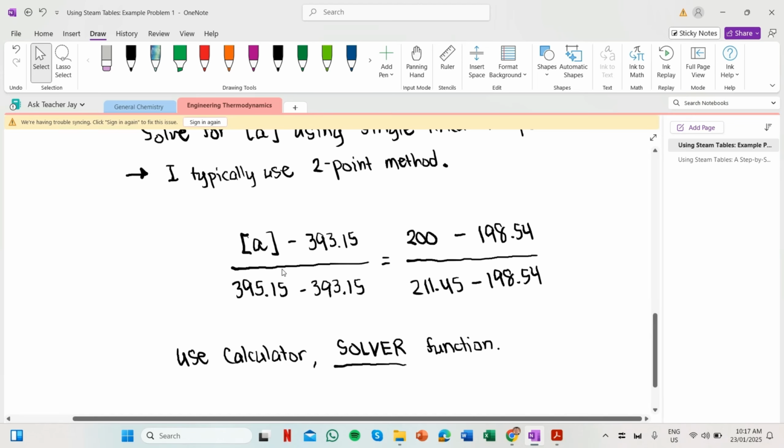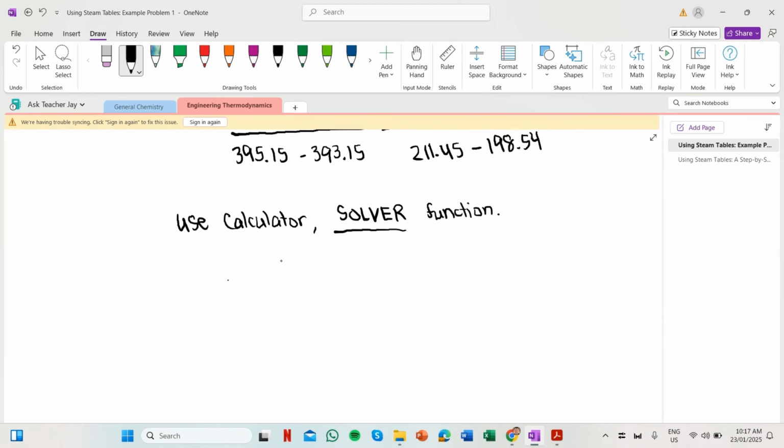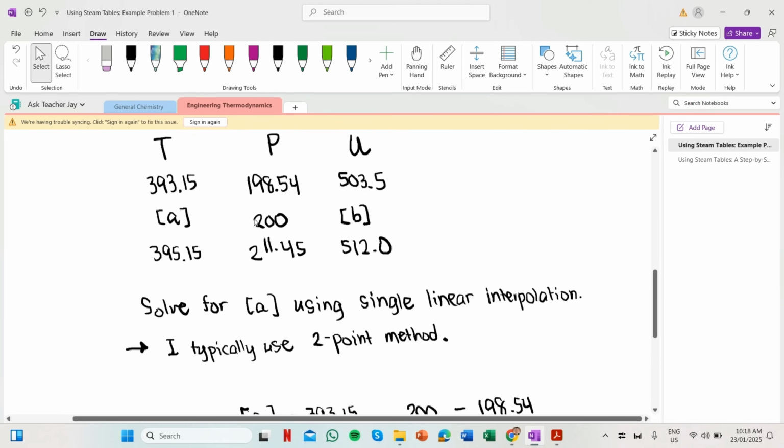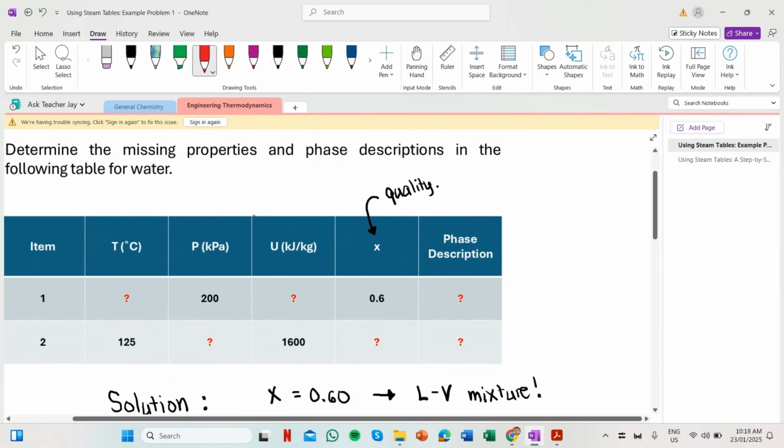Okay, and upon solving it, I did my calculations already in advance. I got the value of A, which is 393.38 Kelvin, which is equivalent to 120.23 degrees Celsius. So we already got our first unknown for this word problem. Okay, great. So I'll write it here.